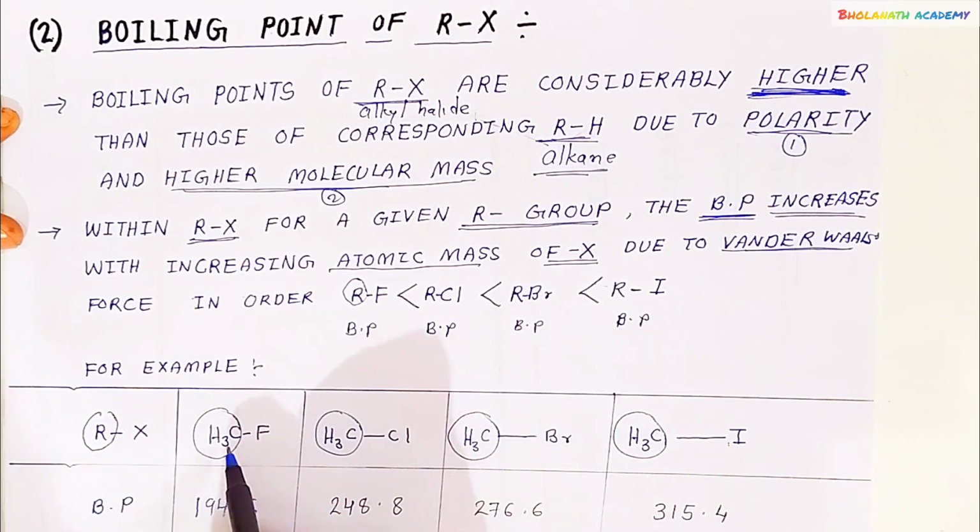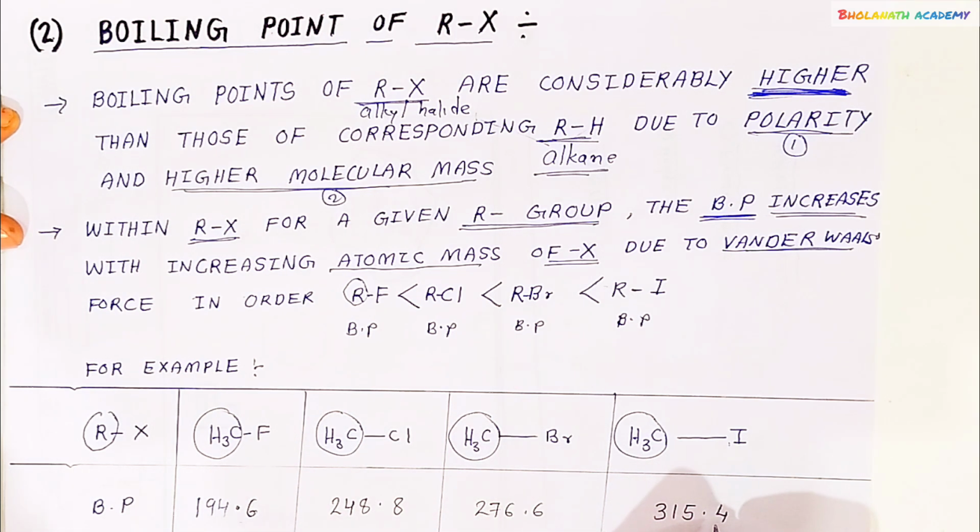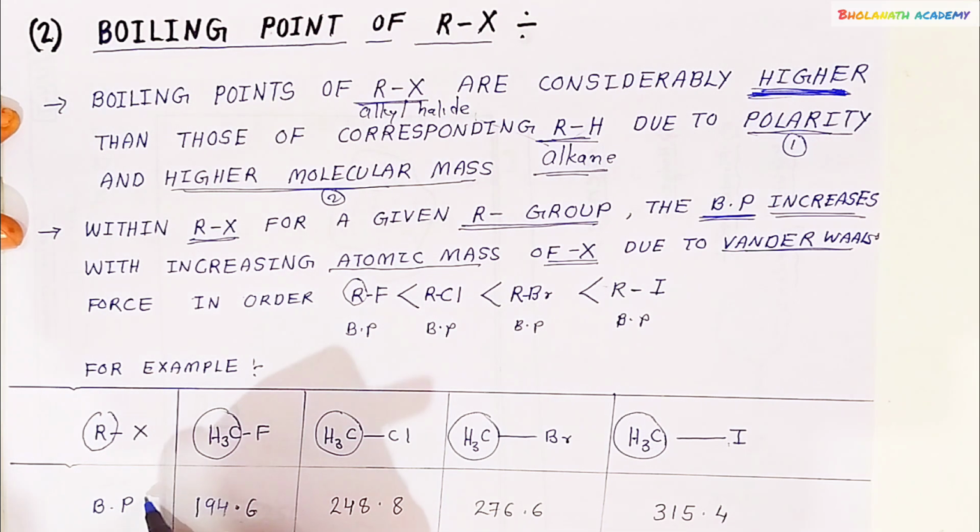Now here students, you have different halides: fluorine, chlorine, bromine, iodine. See the boiling points, students, see the numbers here: 194.6, 248.8, 276.6, 315.4. Understanding, students? This is the boiling point that we are representing in Kelvin.